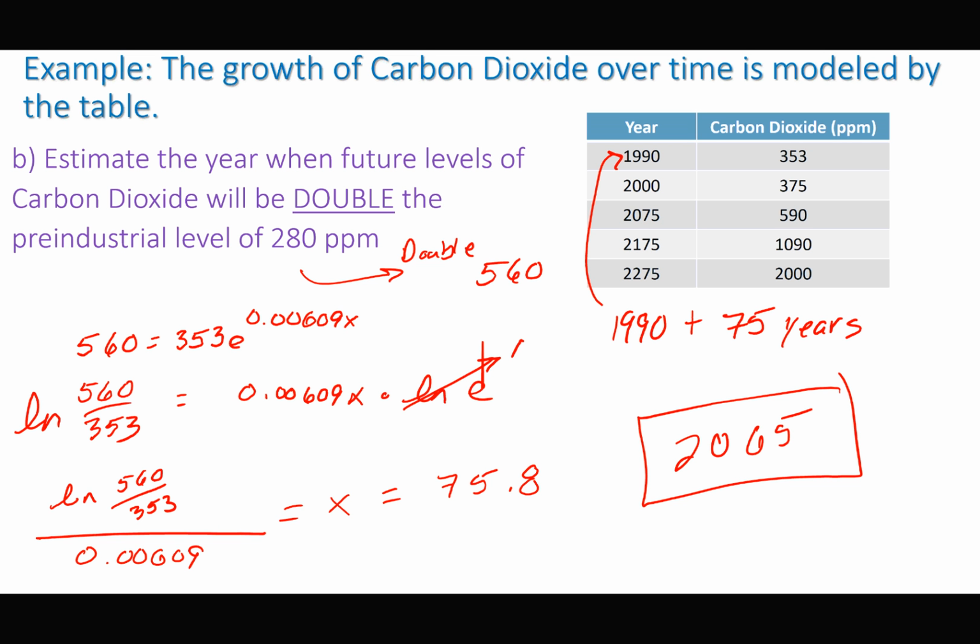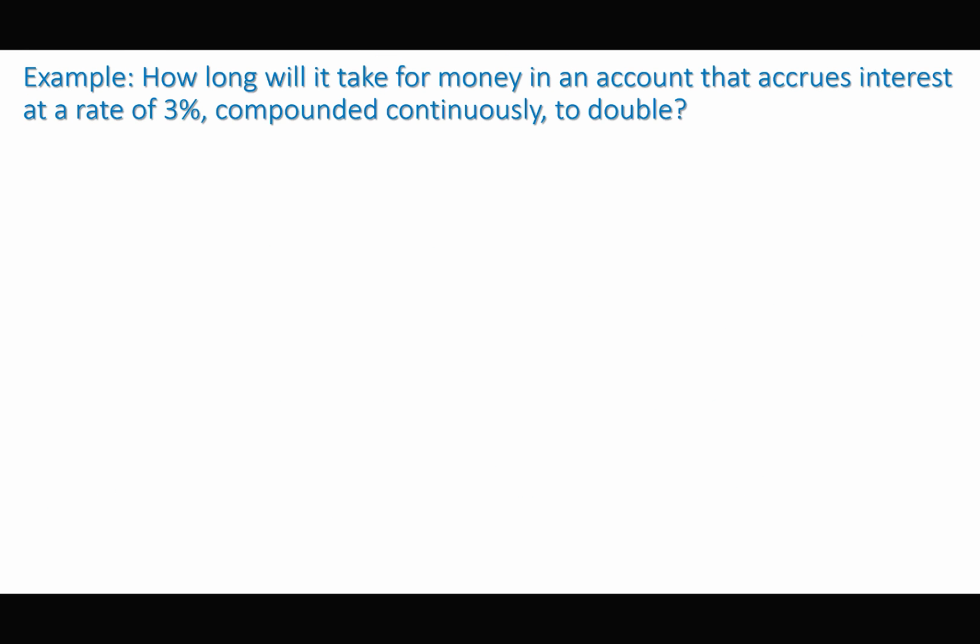Okay, which makes sense here in our table, because at 2075 it's at 590. I'm trying to get to 560, so it had to be less than 2075. So 2065 makes sense. If you got 5,065, you made a mistake somewhere. Okay, if that makes sense. It would go right in here. All right, so this is how we can solve anything, but first we have to come up with the model. Let's do another one.